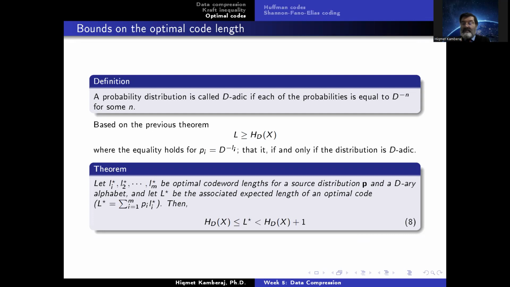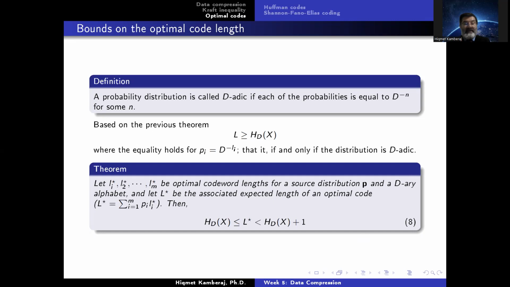Now, we give a new definition here. A probability distribution is called D-adic if each of the probabilities is equal to D to the power minus n for some n. Based on the previous theorem, where L is greater or equal to entropy with base D of X, the equality holds for p_i equal to D to the power minus L_i, that is, if and only if the distribution is D-adic.